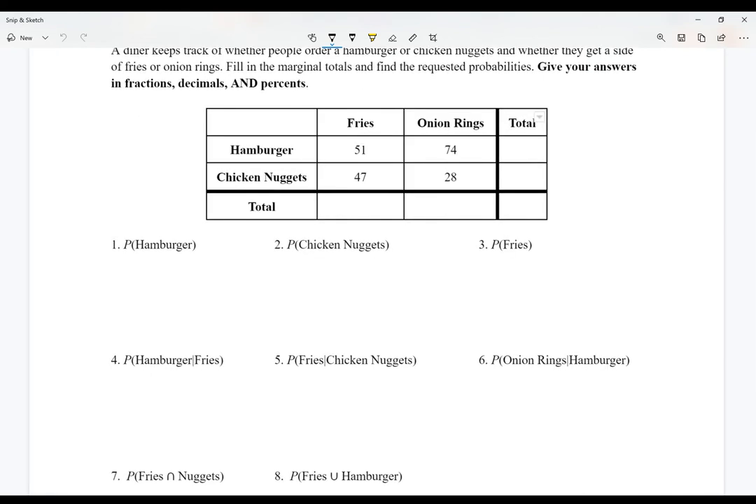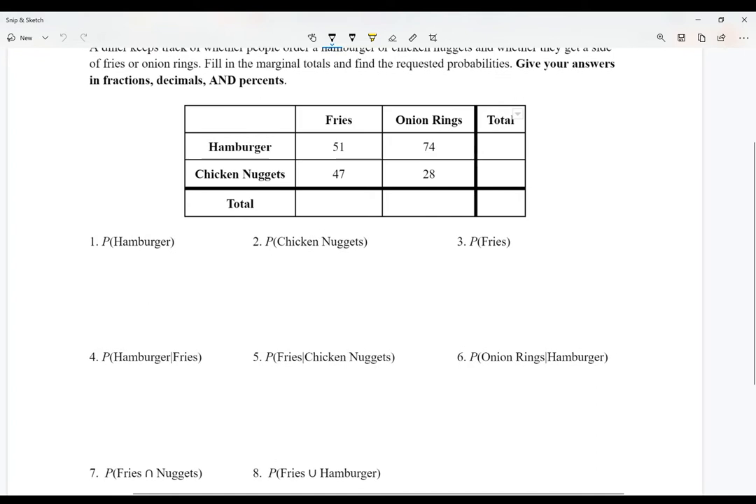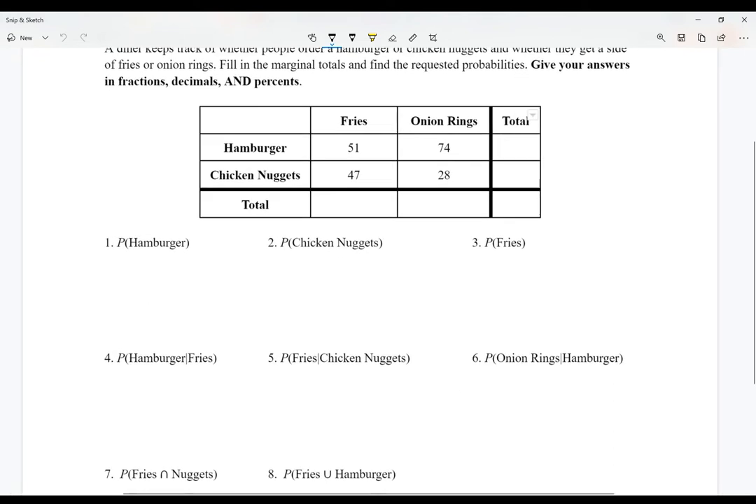So the marginal totals on this side, 51 plus 74 is 125. 47 plus 28 is 75. 51 plus 47 is 98. And 74 plus 28 is 102. And both vertically and horizontally, these numbers add to 200.